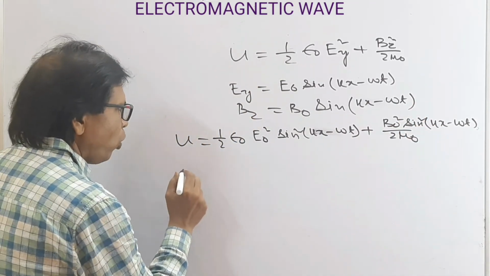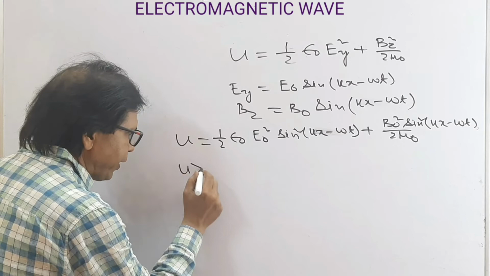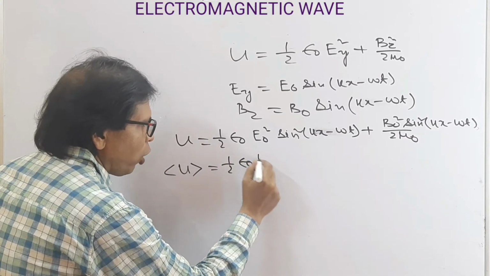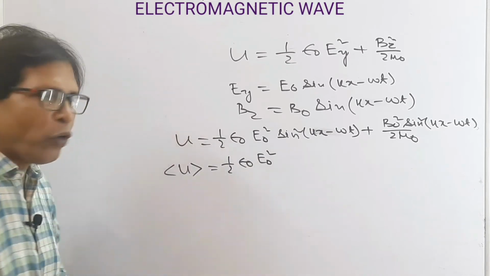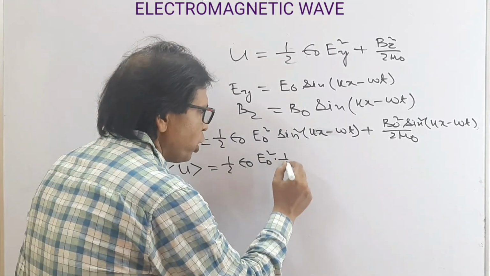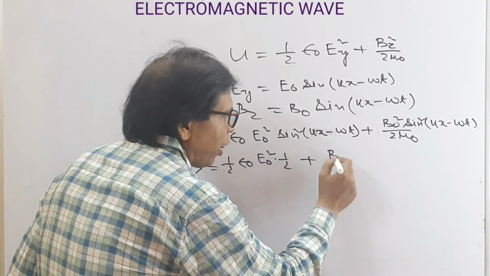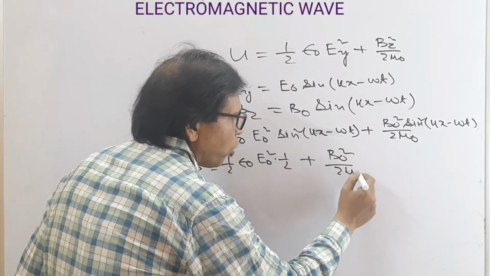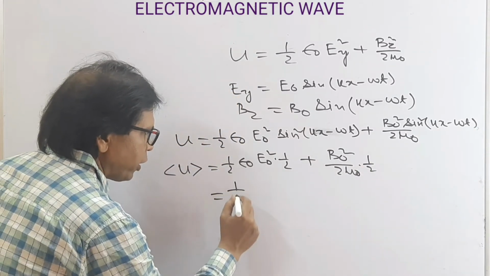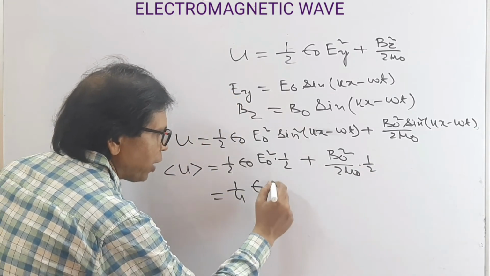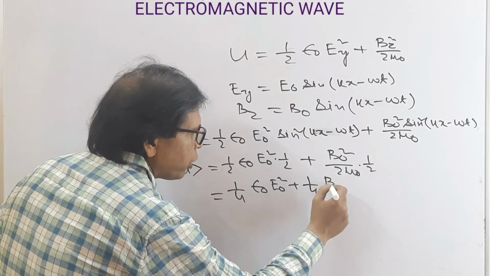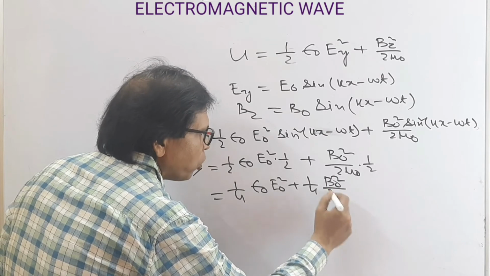Now look at this, the average energy density equals half epsilon naught E naught square. Now the average value of sin square theta is equal to half, so this is half, and this is B naught square by 2 mu naught, and this also has a half. So the average energy density is 1 by 4 epsilon naught E naught square plus 1 by 4 B naught square by mu naught.